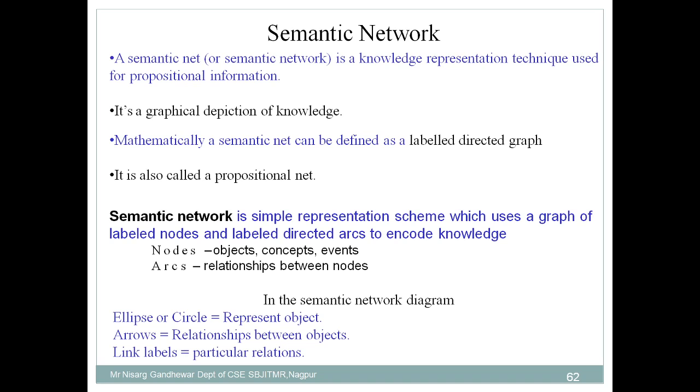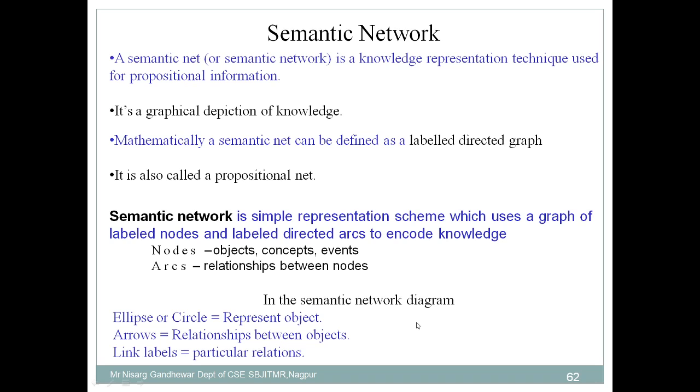So propositional logic and predicate logic are two techniques used to represent knowledge mathematically, but in semantic network we can represent the knowledge graphically. Mathematically, semantic network can be defined as a labeled directed graph. Don't worry, we'll see an example of this. It is also called a propositional network.